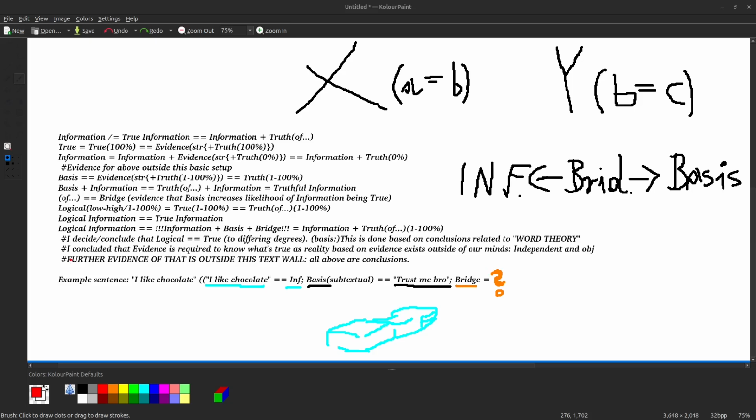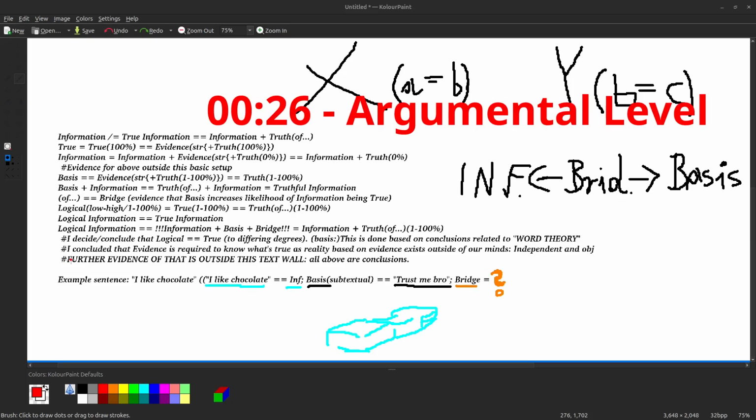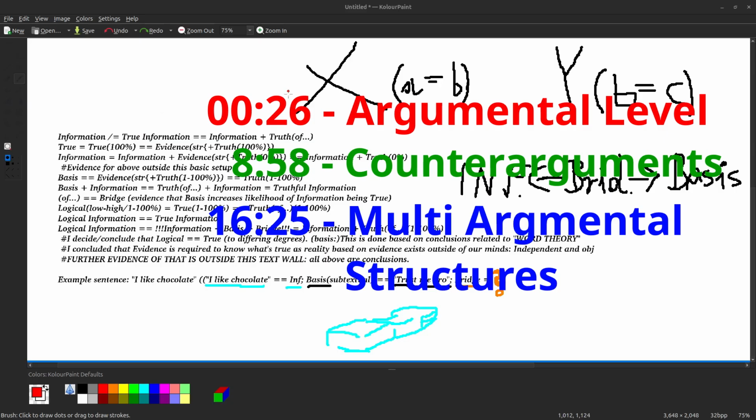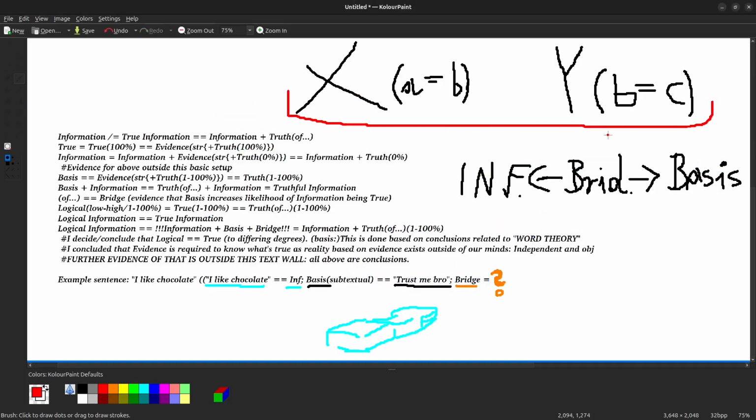So this video will cover three main topics: what makes an argument logical, how do you counter one, and how to create multi-argumental structures, with this being an example of one. Although, as you can tell from the length of the video, it's going to be significantly more complicated than just that, but these are just the broad segments. And although this text might seem quite intimidating, in truth it's actually very simple.